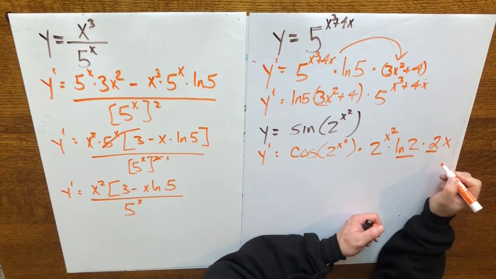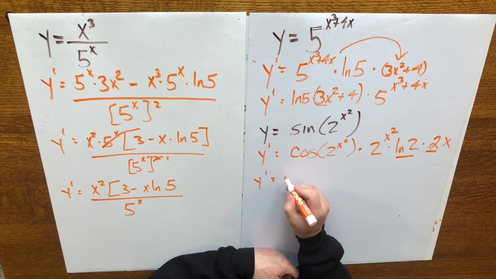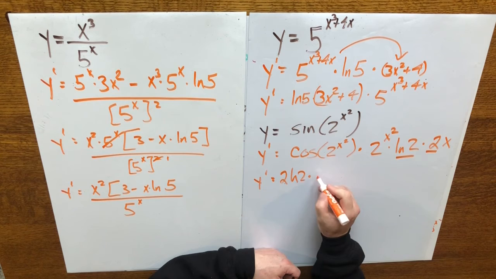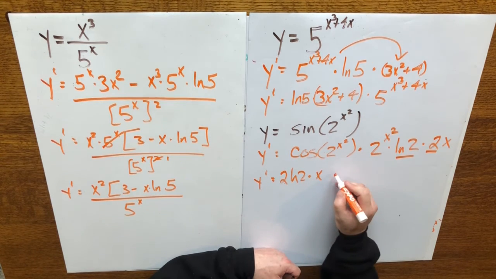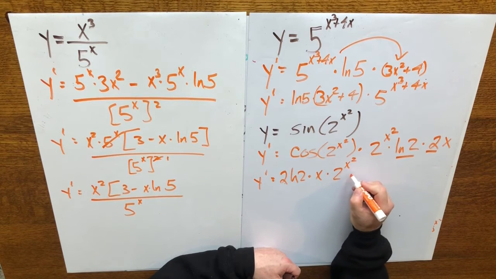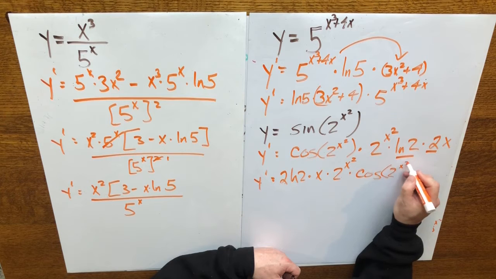These are coefficients. These are just numbers that I'm going to put in front. Y prime equals 2 ln 2 times x times 2 to the exponent x squared times cos of 2 to the x squared.